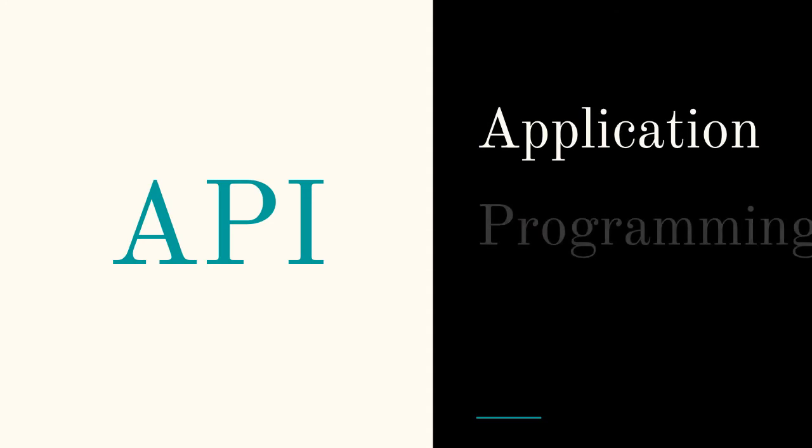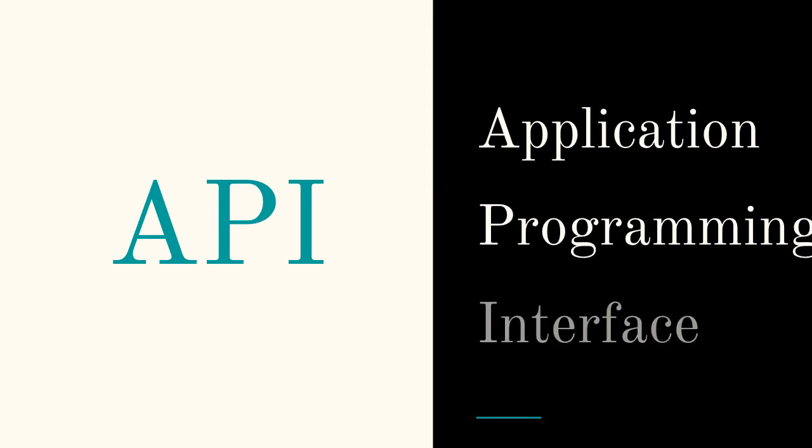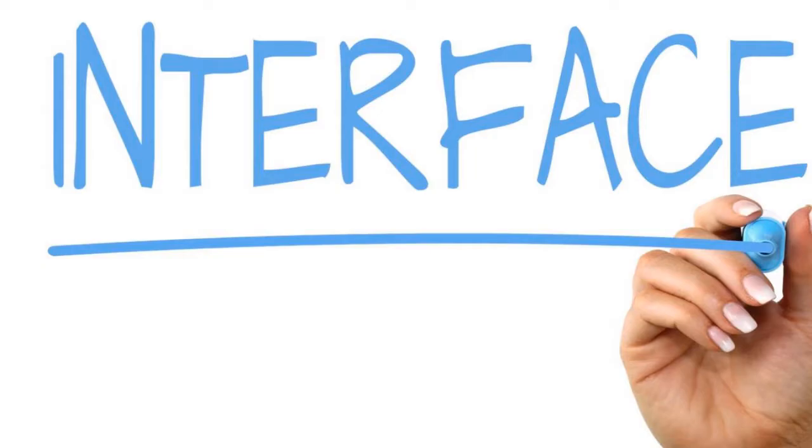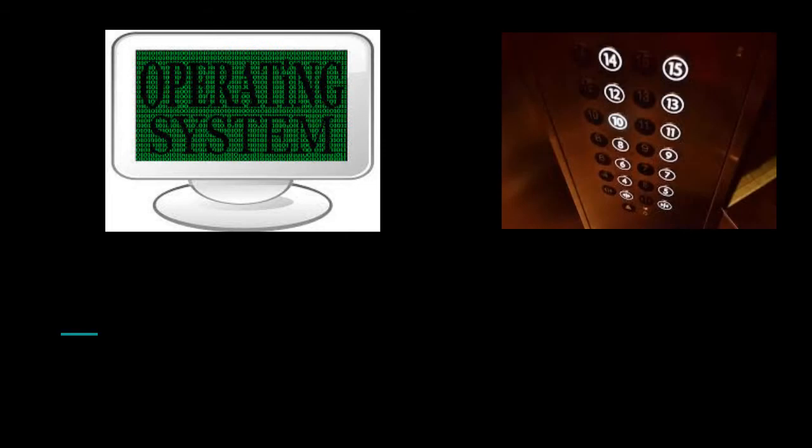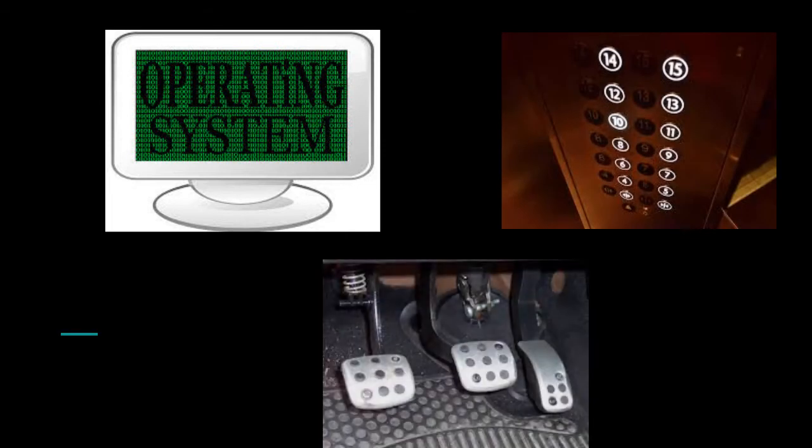In this lecture, let's see what an API is. API stands for Application Programming Interface. So, as the name suggests, API is an interface. All of us use interfaces all the time. A computer operating system is an interface. Buttons in the elevator are an interface. The accelerator in a car is an interface.